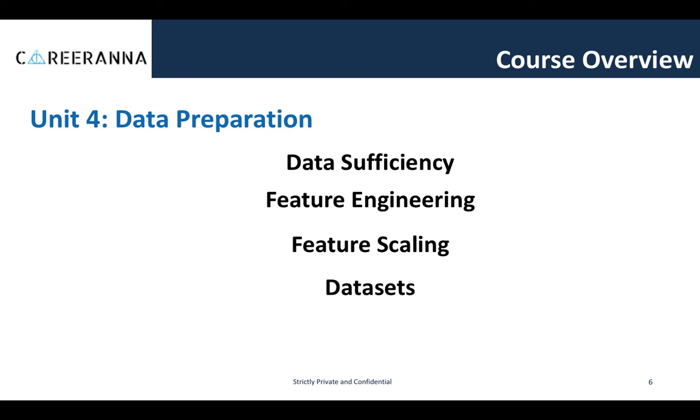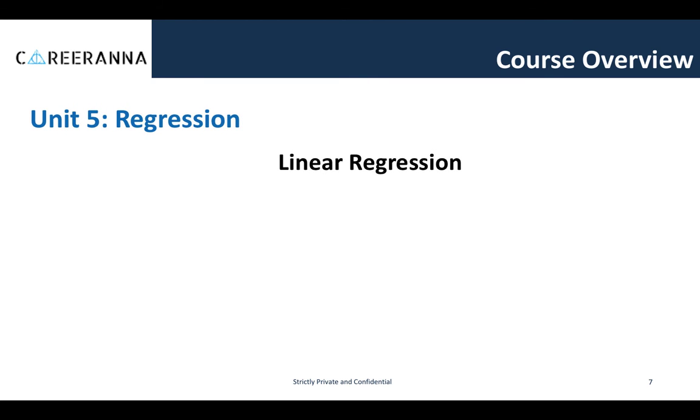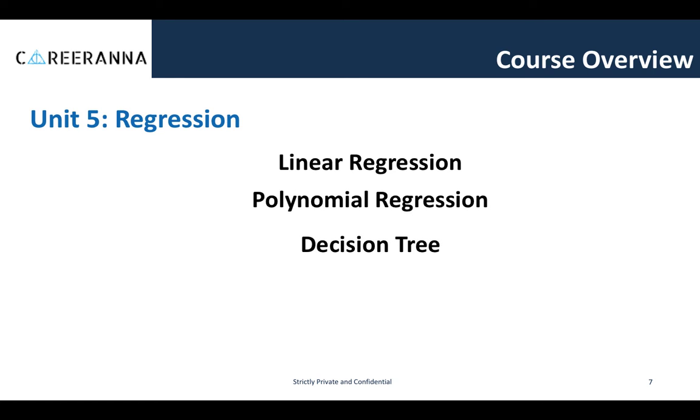Then we are going to talk about different kinds of data sets, and that would complete my unit 4. And then I'll move to unit 5, which would talk about regression. In this, we are going to talk about linear regression, polynomial regression, and decision tree. These are very important components which we will talk about under the unit of regression.